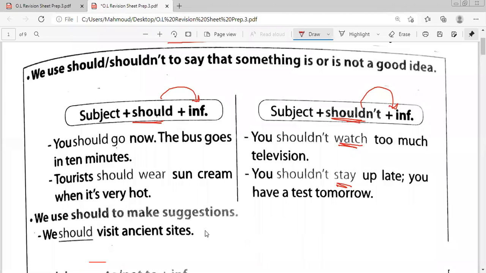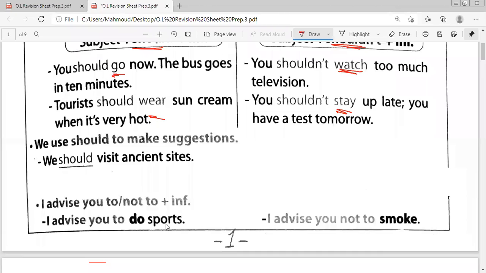And we can use should in order to make suggestions, like we should visit ancient sites. Okay, we should visit ancient sites. Here we are making suggestions.